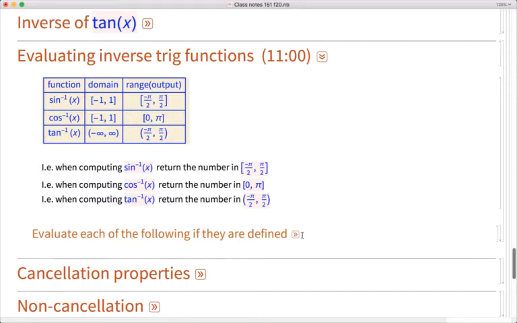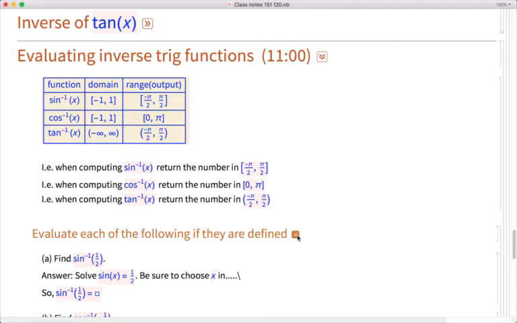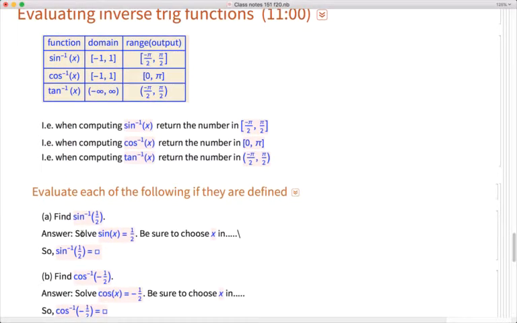Okay, so what we're going to do here, and I don't think our book has problems like this, but on the quiz or the exam, it's going to be stated this way: evaluate these if they are defined. Okay, so find the inverse sine of a half. This is supposed to be a number whose sine is equal to 1/2. So this suggests that we try to solve this equation, find the x whose sine is a half, and we have to make sure that we choose the x in this interval.